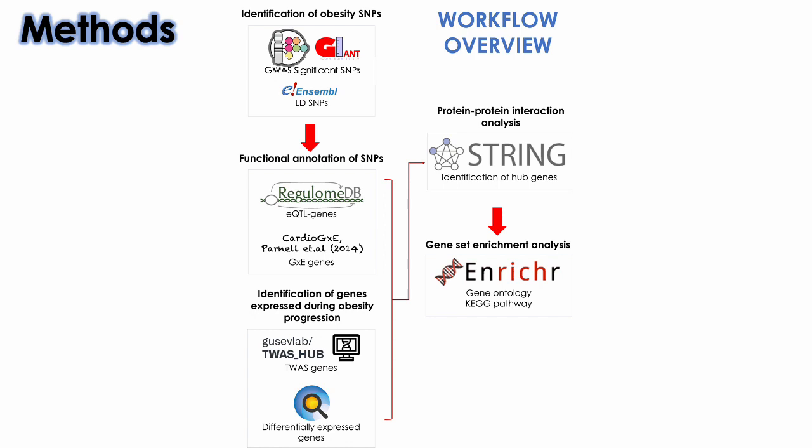Hereafter, we identify tissue-specific genes corresponding to gene-disease association of obesity from TWAS hub and Expression Atlas. After assembling all the genes from the knowledge resources, we then perform protein-protein interaction analysis using STRING to identify obesity hub genes. And finally, we perform gene set enrichment analysis on the hub genes using Enrichr. The results will be displayed hereafter.